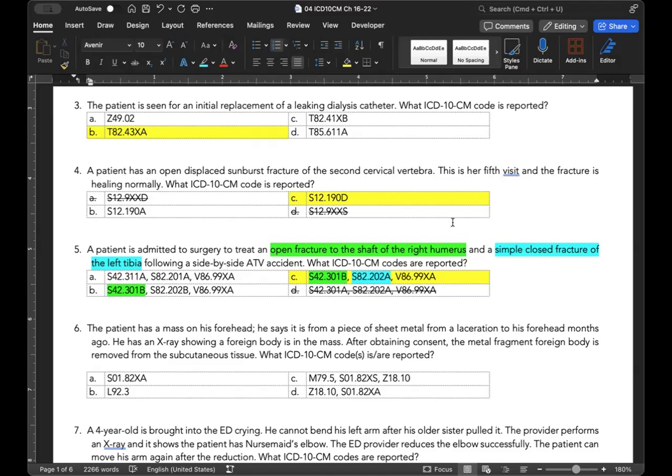Yeah. So if these were reversed in this scenario, and they said that they had surgery to treat a simple closed fracture of the left tibia as well as an open fracture to the shaft of the right humerus, you would still sequence them in the order that letter C has because the open is more complex than the closed. Correct. Okay, perfect. Thanks. You're welcome. Good question. Anybody else have any questions or need more clarification on that?